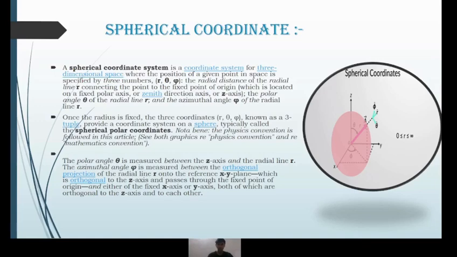See both graphics, the physical convention and the mathematical convention. The polar angle theta is measured between the z-axis and the radial line r. The azimuthal angle psi is measured from the orthogonal projection of the radial line r onto the reference xy plane, which is orthogonal to the z-axis and passes through the fixed point of origin. The x-axis and y-axis are both orthogonal to the z-axis and to each other.